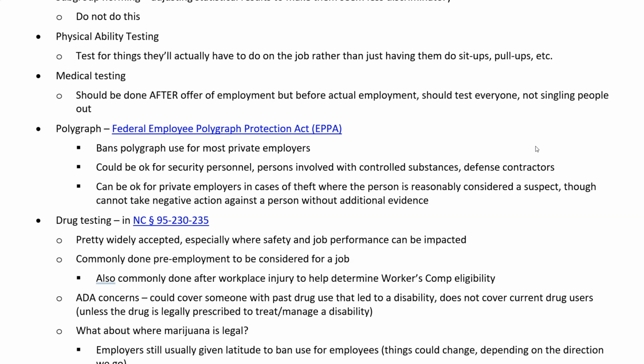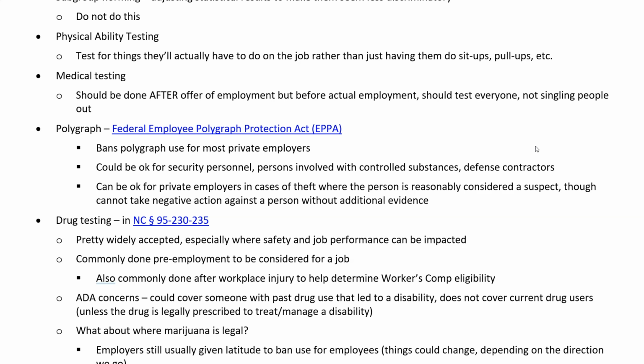This bans polygraph use for most private employers. There are some positions where it might be okay, maybe for security personnel, maybe persons that are going to be handling controlled substances, could be okay for defense contractors. In a narrow case, it might be okay for a private employer in a case of suspected employee theft, where a person is reasonably considered to be a suspect.